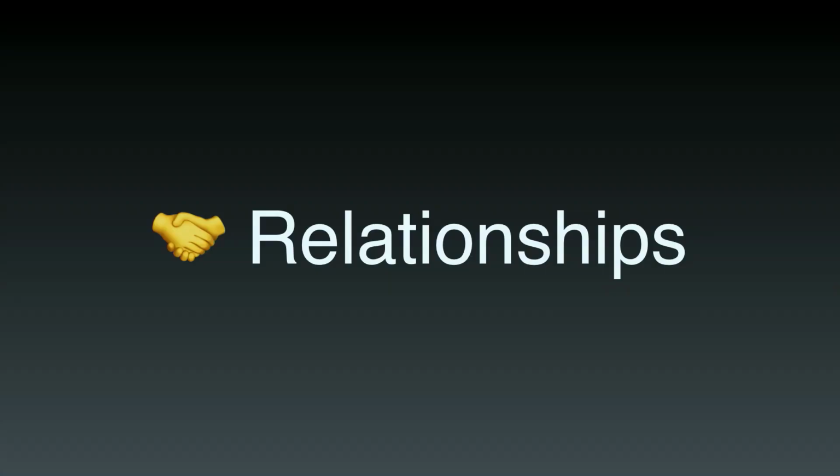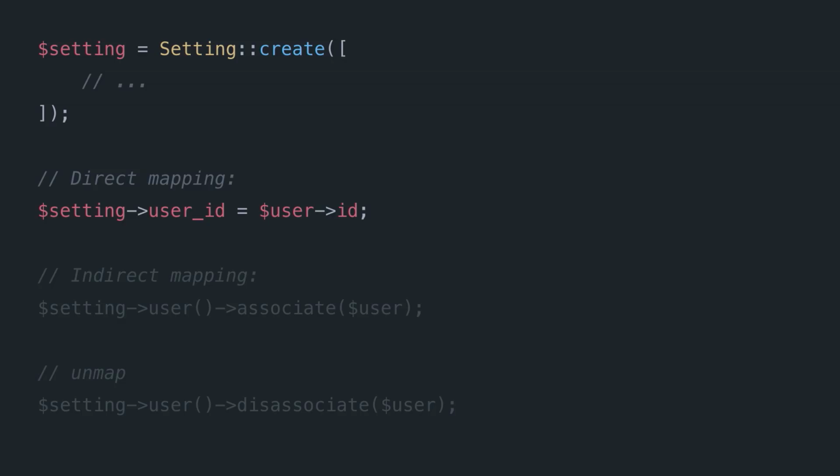All right, let's talk about model relationships. So relationships are hard sometimes. So when we create a setting, a lot of the times what we do is end up directly mapping that by setting the foreign key to the ID of whatever the other object is. And this is what I kind of call direct mapping. But there's some fun methods that you can find that help you do this. So here's the direct mapping.